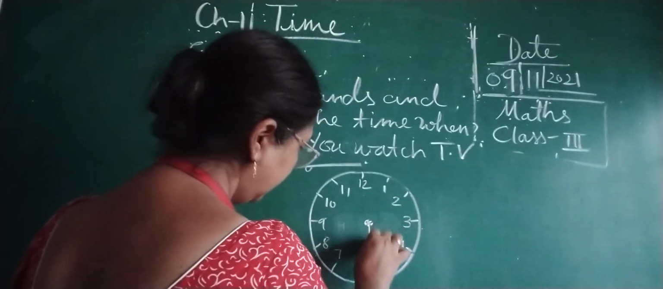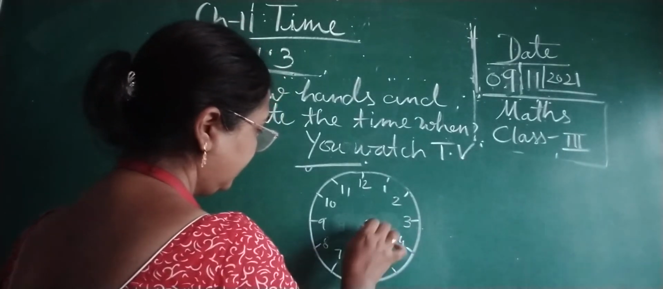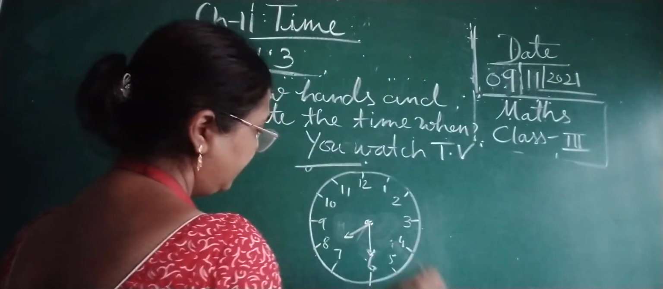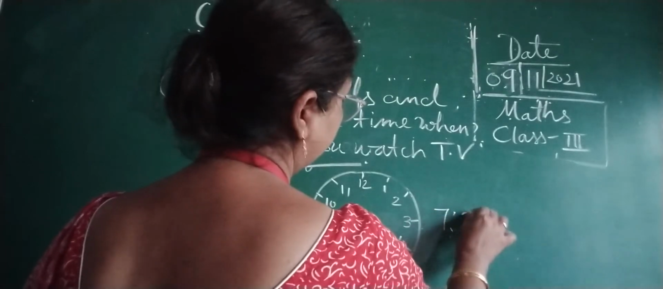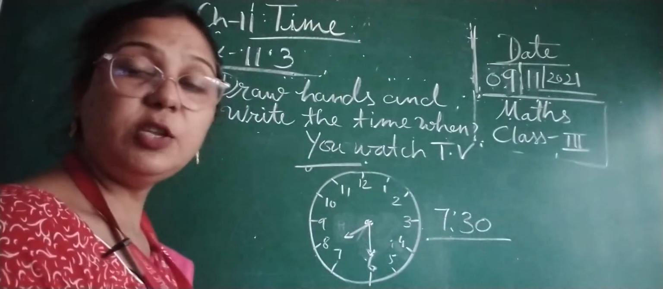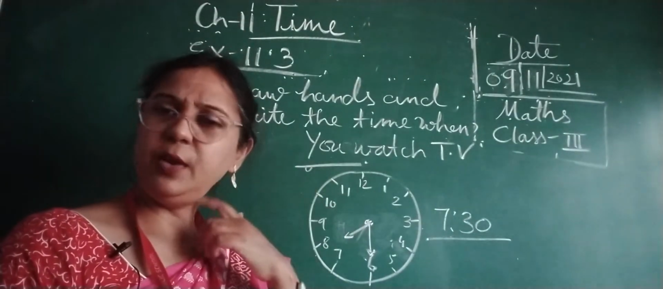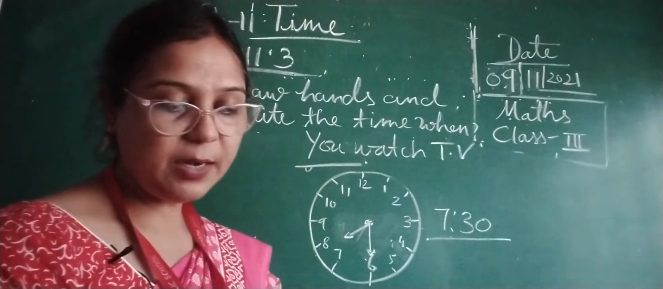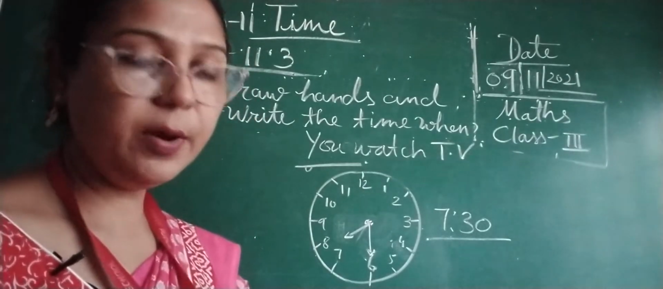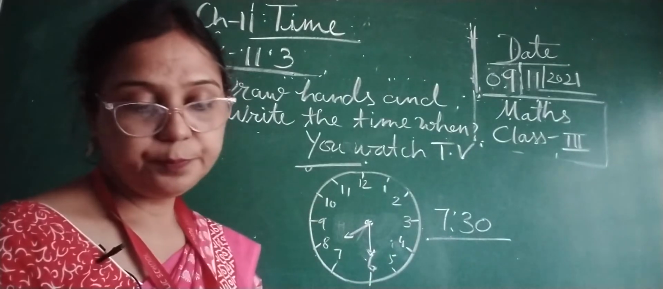So this is the bigger one and this is the smaller one. So this is 7:30. At 7:30 you are watching television. 7:30 to 8 or 8:15 it is enough. So after that you just complete your work, homework, and go to bed. Okay, this we have done.